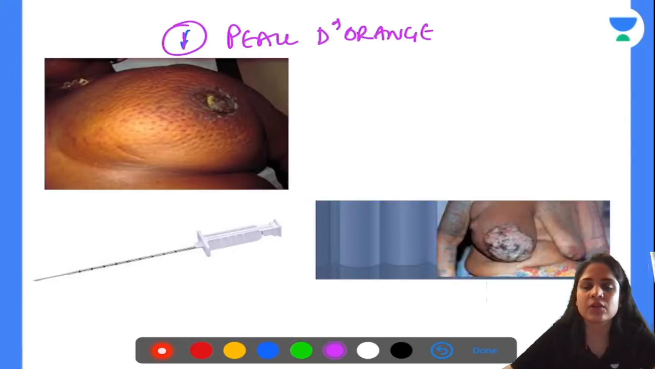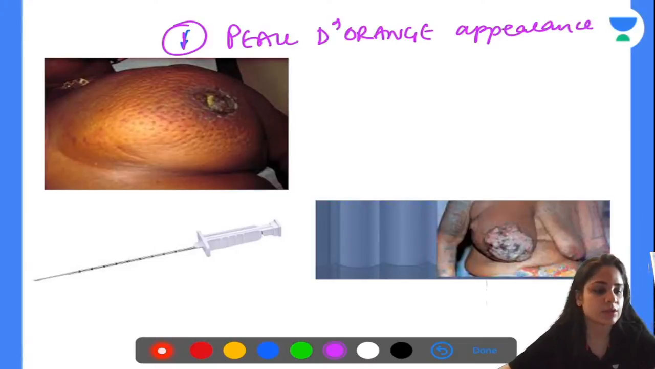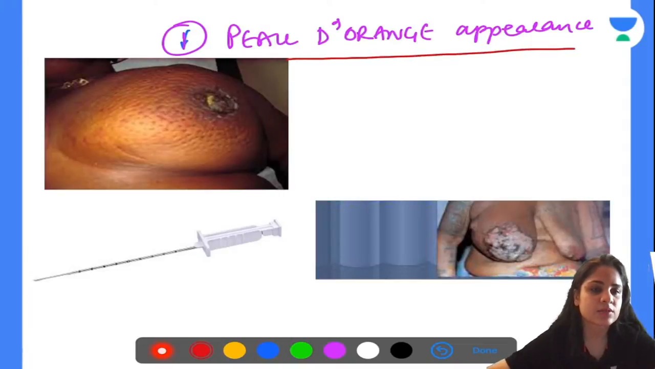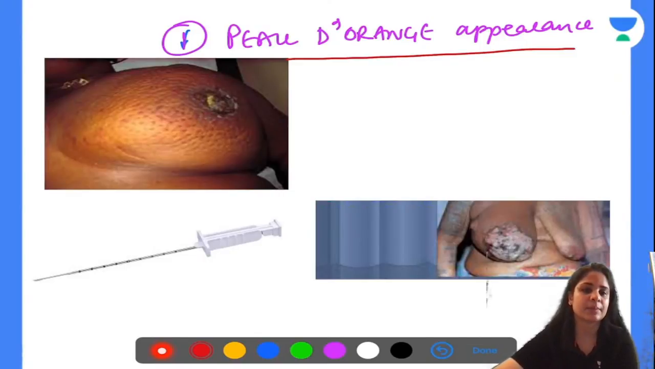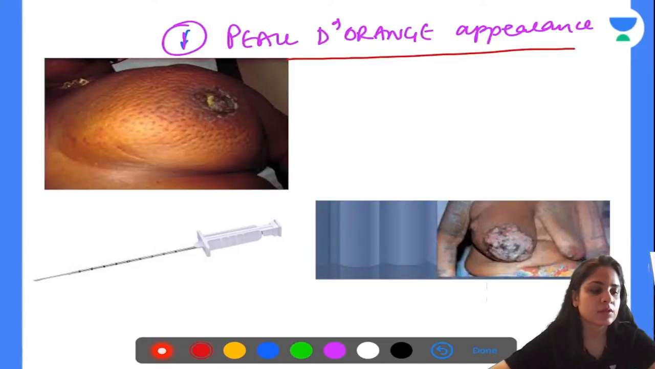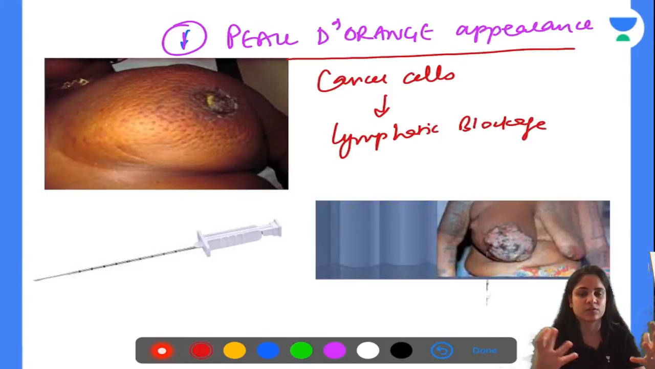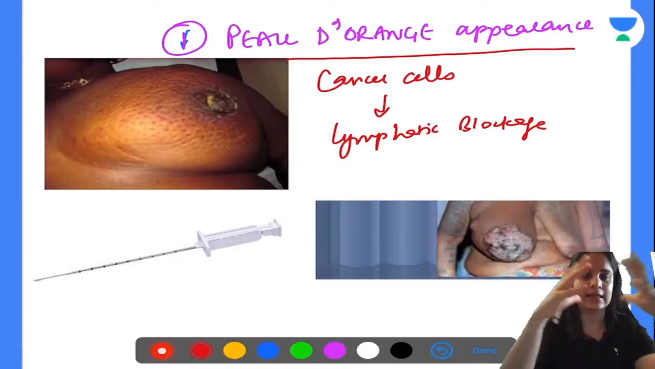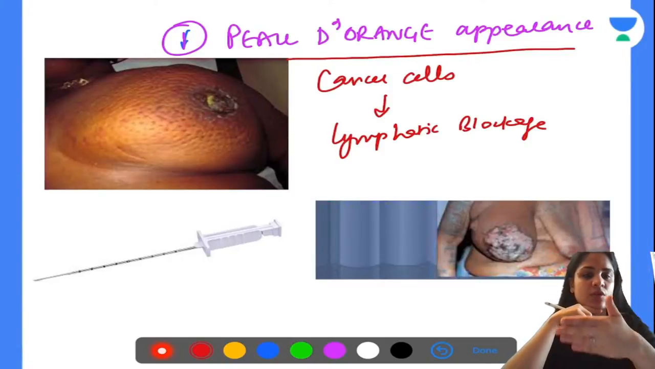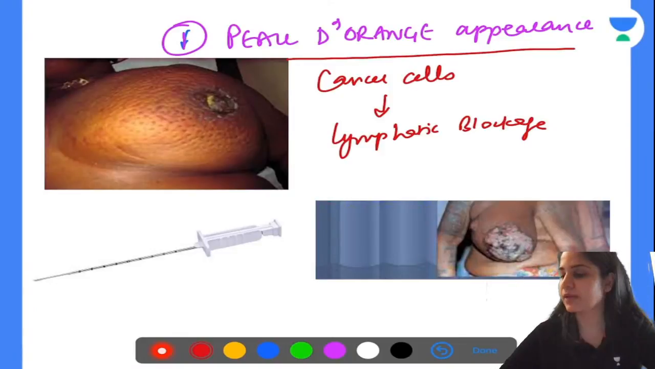Now tell me, in peau d'orange appearance, what exactly is happening? What is the pathology? Sham, that oil has anti-inflammatory properties, so it helps in preventing all the abnormal development of the breast parenchyma. Okay. So Sham is saying lymphatic involvement, absolutely correct. But to be more specific, the cancer cells block the lymphatics of the breast. So they cause lymphatic blockage. As a result, the entire area has dilated lymphatics, and that's why you have this appearance of the breast. The breast is enlarged in size and there are dilated lymphatics due to which you see this orange peel appearance. And to be very specific, which lymphatics are blocked? These are just the subdermal lymphatics, the ones that are below the skin.